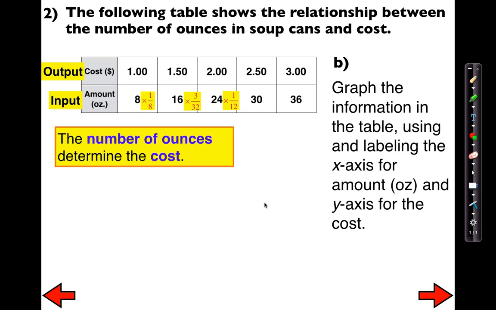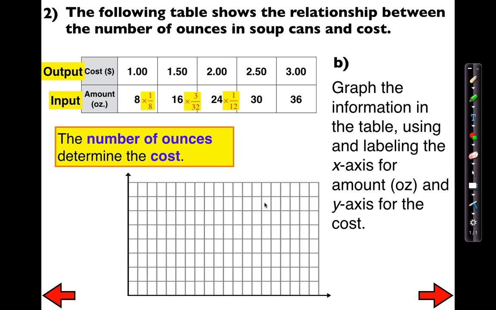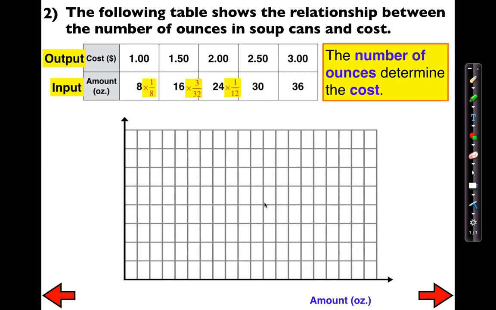So real quick, let's graph the information on the table using the labels for the x-axis as the amount of ounces and the y-axis for the cost. So x-axis is the amount and y-axis is the cost. So here I'm going to go ahead and label the amount of ounces by 2, so 2, 4, 6, 8, etc. You'll notice I marked every 2 lines, but this is technically going by 2s. Please don't think that because the first number was a 4 that all of these are going by 4s. They're actually going by 2s.